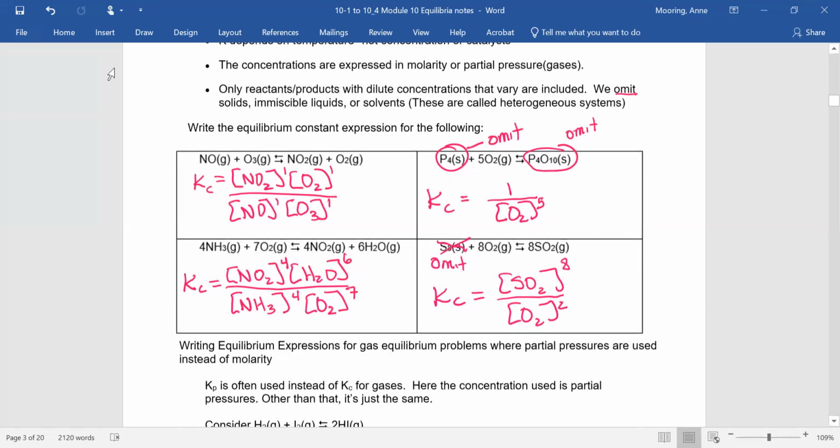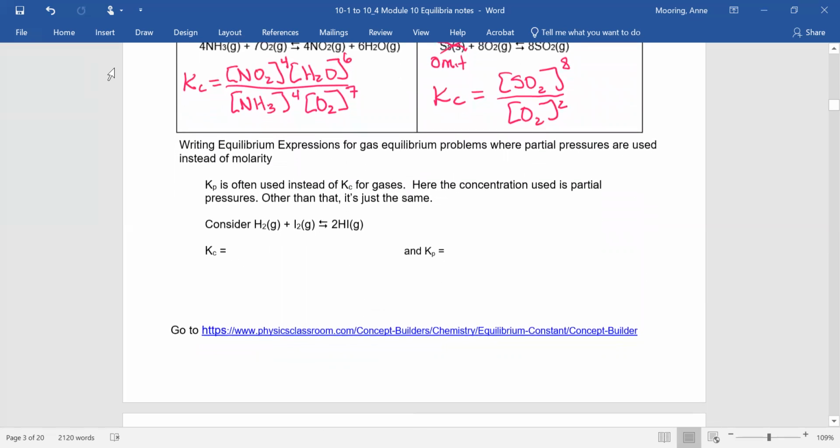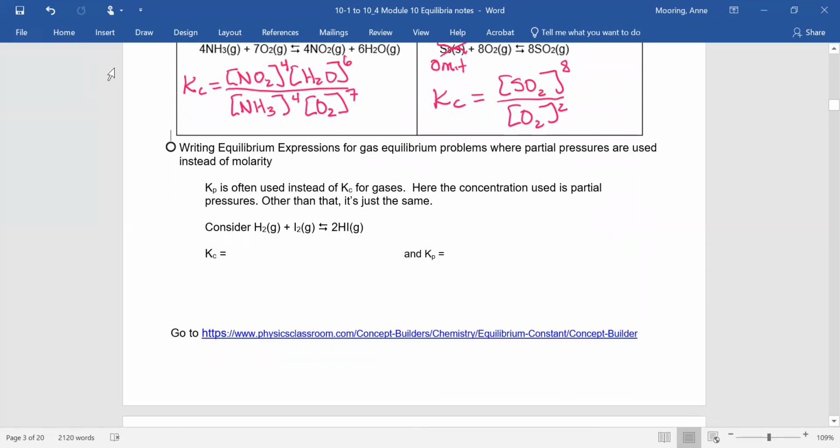Now, a lot of times, if you're dealing with gas equilibria, your concentrations will be given to you in partial pressures instead of molarity. So this is designated Kp, P being for pressure rather than concentration. You write them just the same, except there's one very, very picky little thing. You have to use the designation for partial pressure. Otherwise, it's just the same. So let's consider the reaction of hydrogen with iodine to make HI. And this thing is completely in the gas phase.